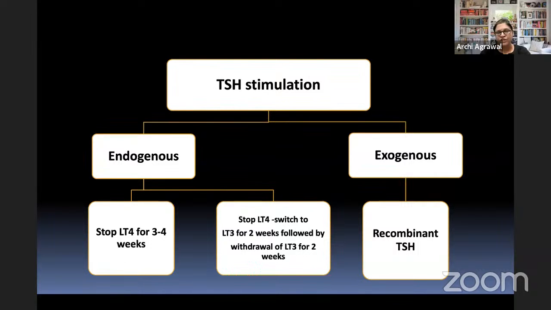Whereas when you are doing endogenous stimulation of TSH, you either stop L-thyroxine, that is LT4, for 3 to 4 weeks, or you stop LT4, switch to LT3, which is now available in India under the brand name of Linorma, for 2 weeks, followed by withdrawal of LT3 for 2 weeks. Now, why do we switch to LT3, that is Linorma? Because your hypothyroid symptoms will be much less when you put the patient on LT3 and withdraw only for 2 weeks before giving the radioactive iodine treatment. So the quality of life is very much enhanced when you are tweaking it like this and giving LT3 or Linorma.